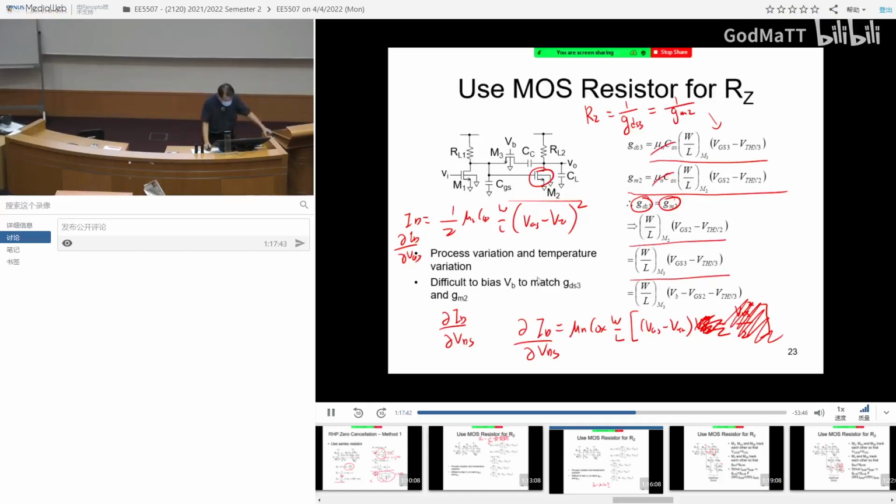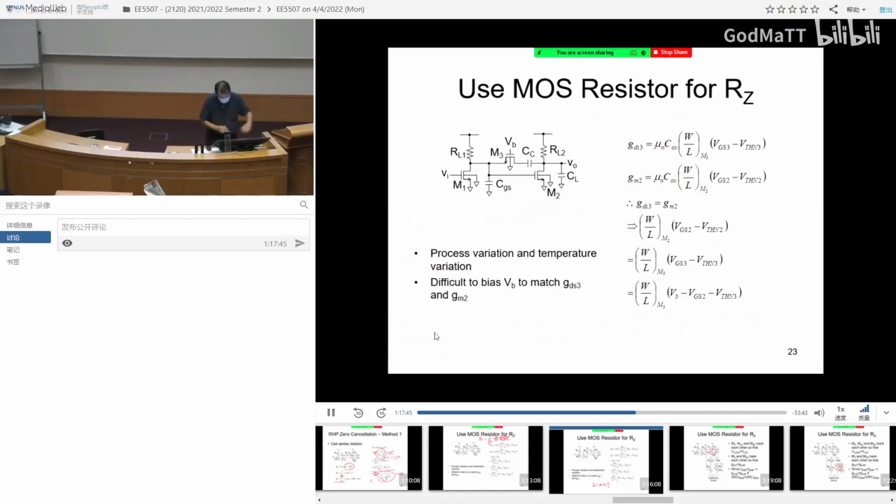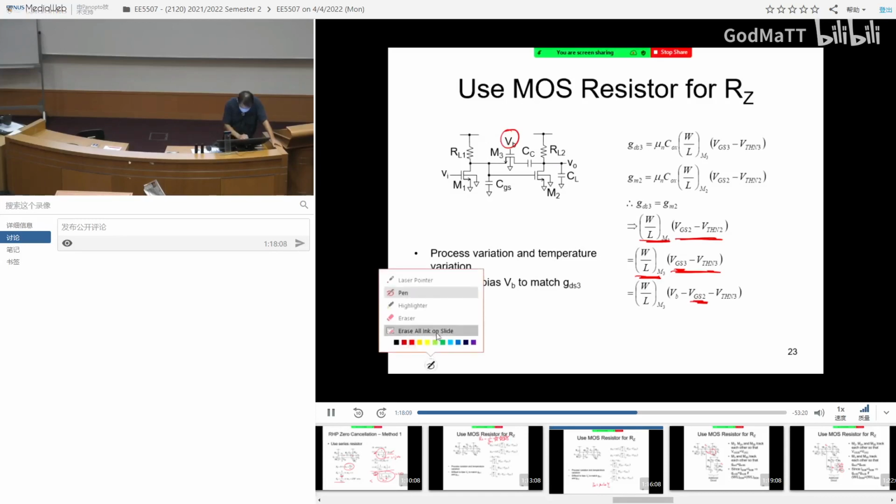Okay? The only difference is that I can make M3 equal to M2, but how do I make this term equal to this term? In particular, what is VGS3? If you look at VGS3, it's actually equal to VGS2. Sorry, I'm wrong. Let me see. VGS3, where is VGS3? VGS3 is here. Okay? It is given by VB subtract away VGS2, which is here.